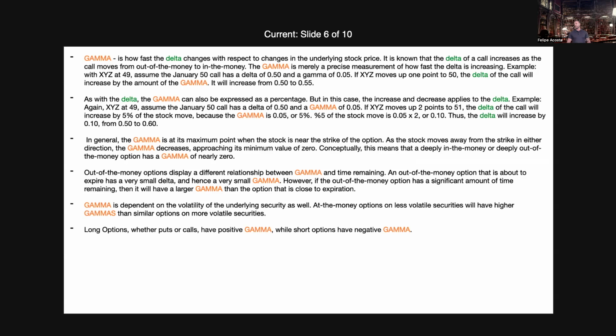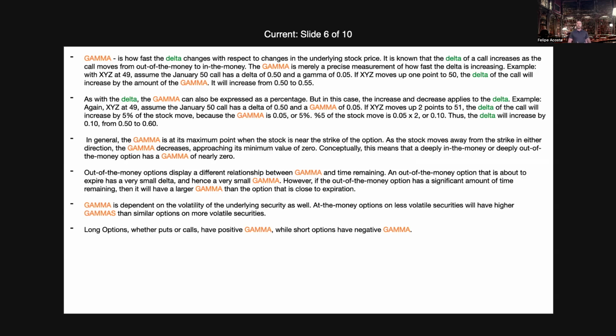However, if the out of the money option has a significant amount of time remaining, then it will have a larger gamma than the option that is close to expiration, because there's more time for that stock to change. Gamma depends on the volatility of the underlying security as well. At the money options on less volatile securities will have higher gammas than similar options on more volatile securities.